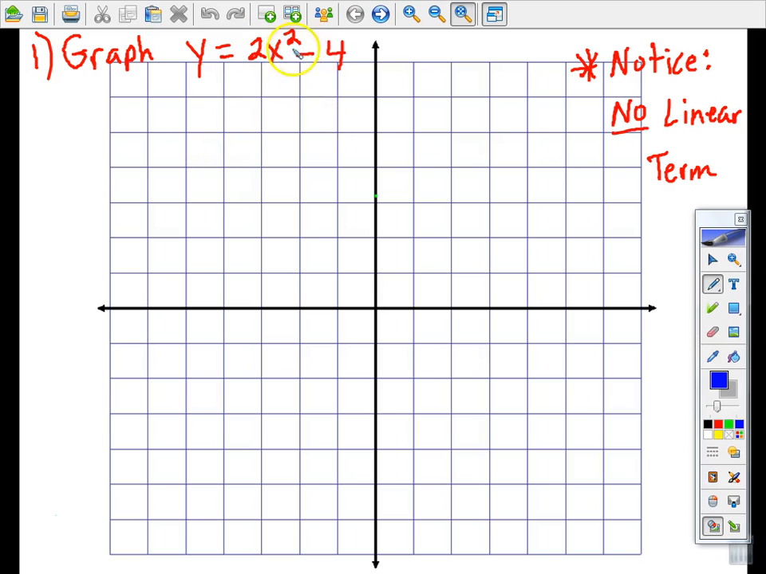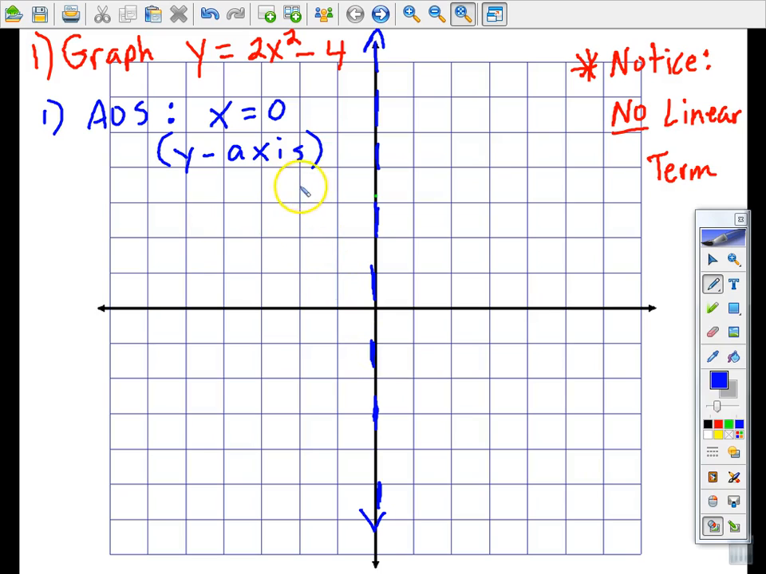So what this means when we have no linear term, first of all, locating the AOS is pretty simple. Because when there's no linear term, the AOS is always the same. It's the vertical line x equals 0, which is another way of saying the y-axis. So we have symmetry. We're going to have a parabola that will be symmetrical around the y-axis. And so the AOS really isn't a part of the graph. It's just a tool to help us construct the graph. So we'll do the AOS as a dotted line, just to show that it's really different from the actual graph of the parabola.